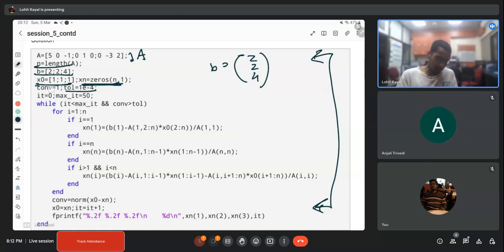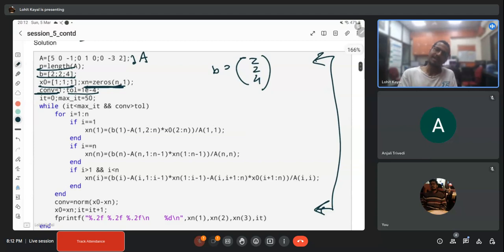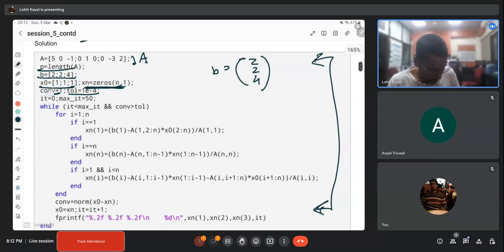So I need to start. This conf is the counter which measures the error. If this conf, meaning convergence, is less than the tolerance, then my loop will stop. So I have initiated it to the value one. My initial iteration is zero obviously, and the maximum iteration is 50.